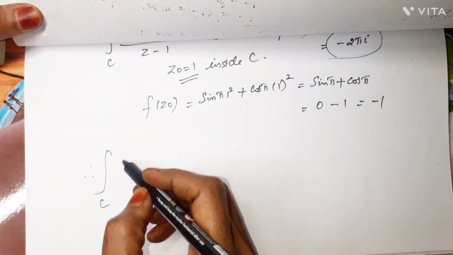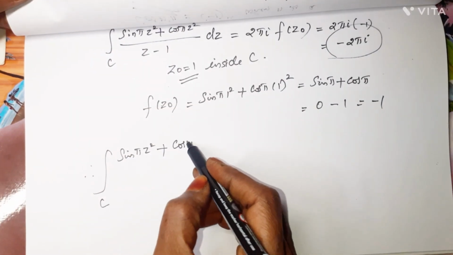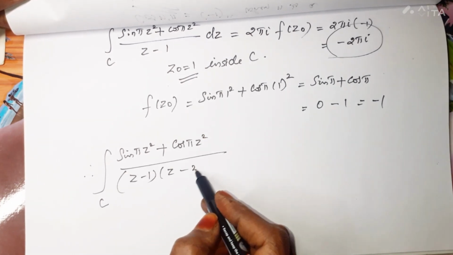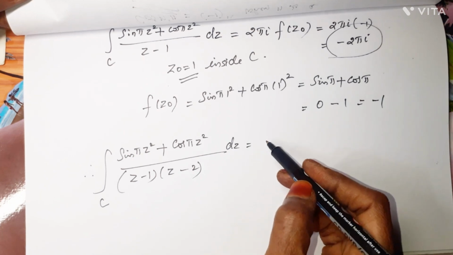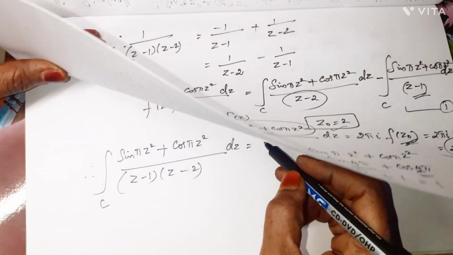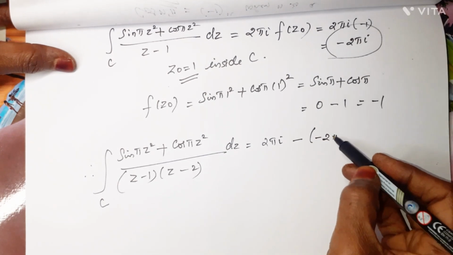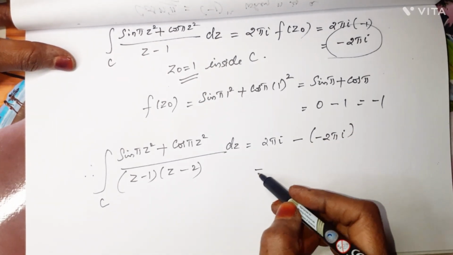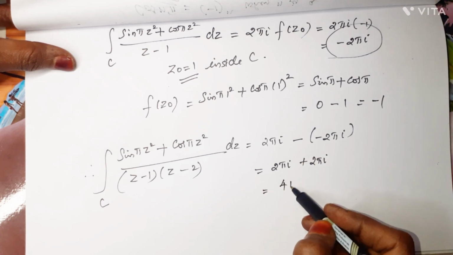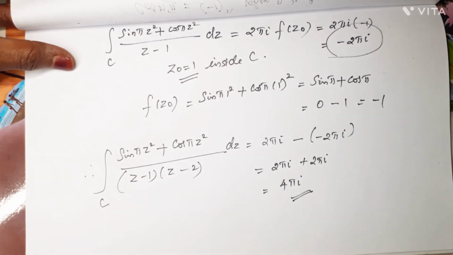Therefore the integral over c of sin pi z squared plus cos pi z squared by (z minus 1)(z minus 2) dz is equal to the first integral value we got as 2 pi I, minus the second one, which we got as minus 2 pi I. So minus of minus is plus, so 2 pi I plus 2 pi I, which is 4 pi I. So this is the final answer for the given integral. Is it clear?